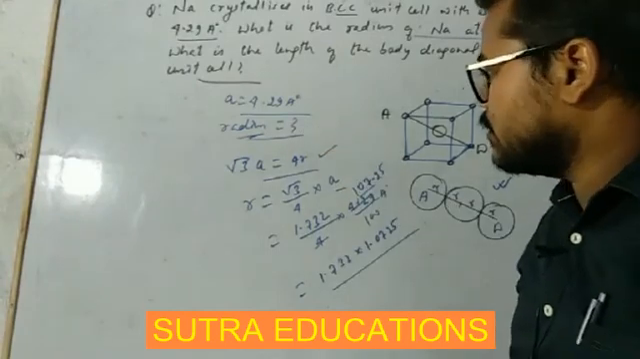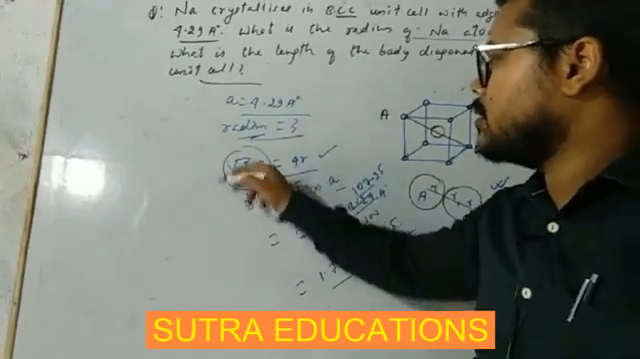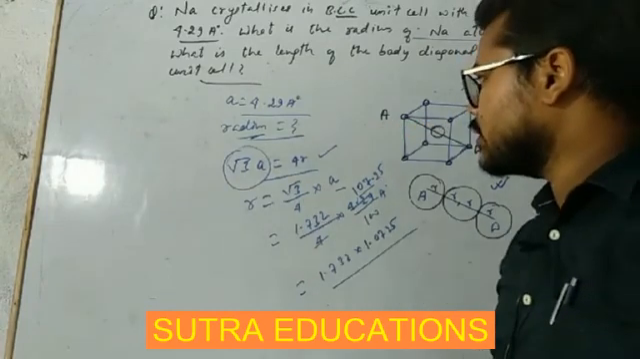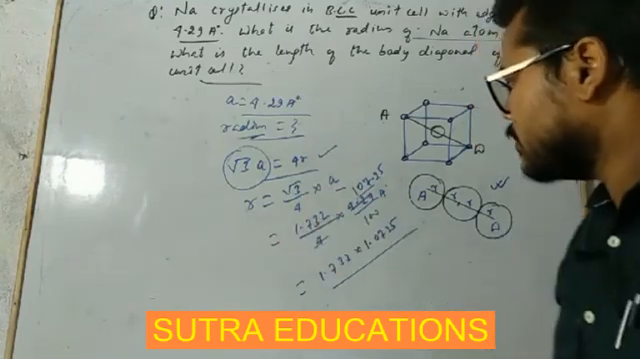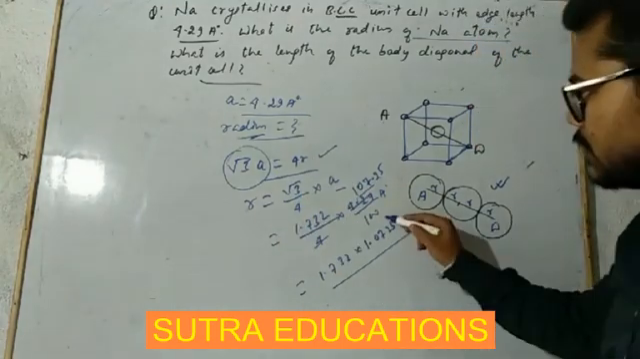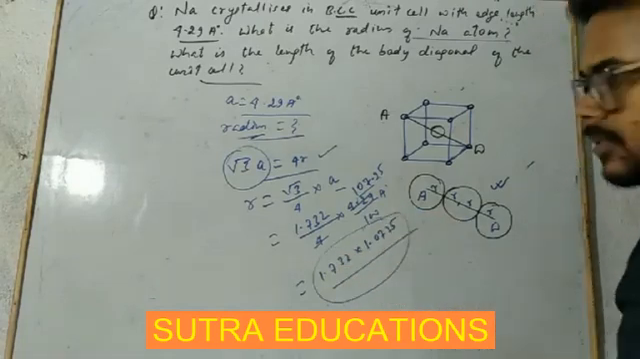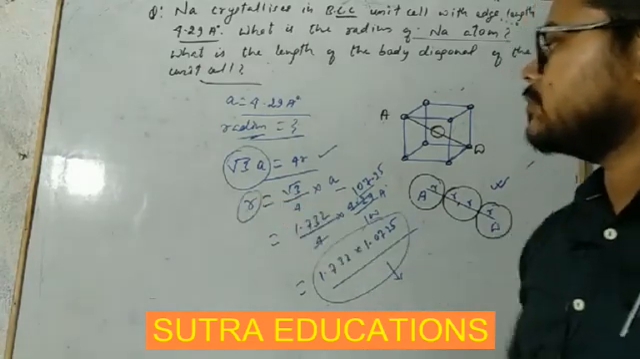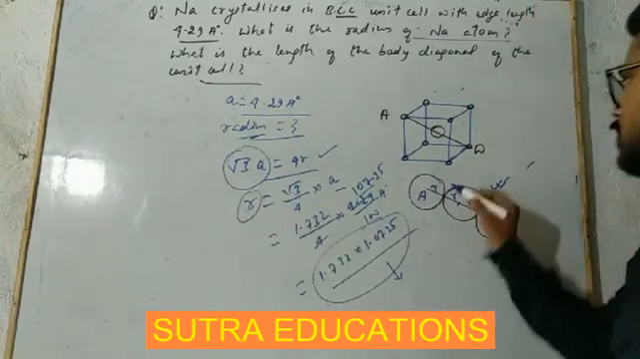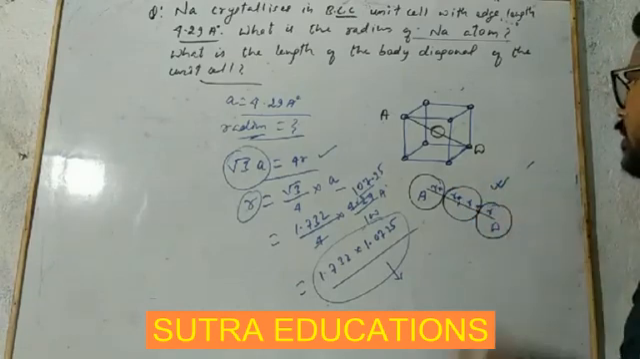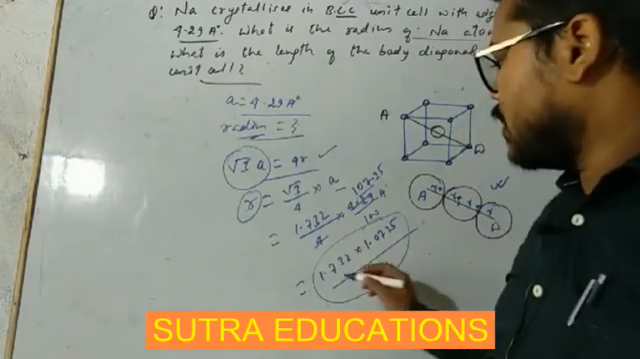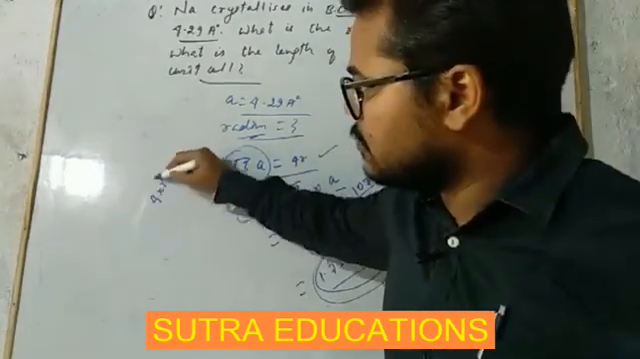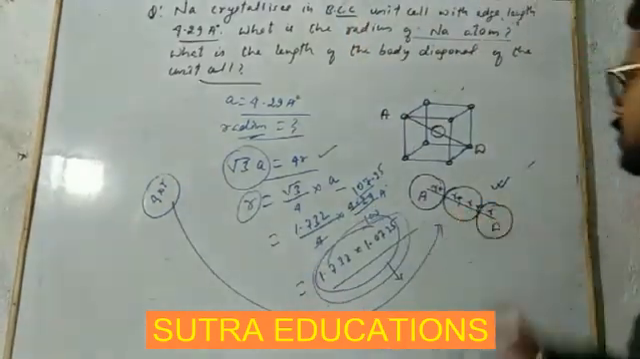We know this is the body diagonal, and the body diagonal in this case is equal to root 3a, which is equal to 4r. So r will be equal to root 3a upon 4. Multiply these two and you will get the radius. We know the body diagonal is equal to r plus r plus r plus r, which means 4r. So after calculating the radius, multiply the radius by 4, and it will give you the body diagonal.